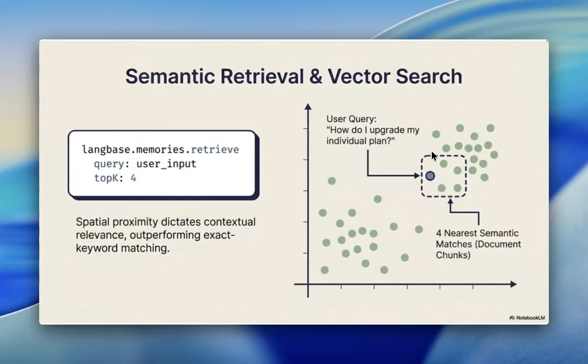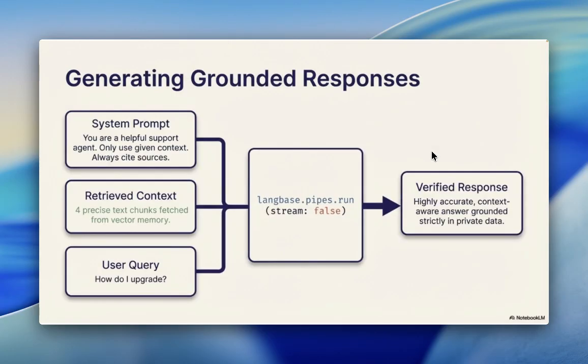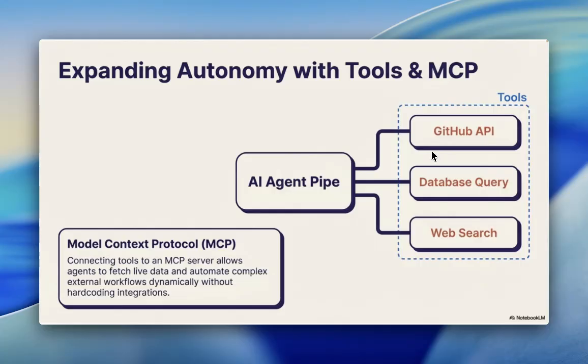Then you have semantic retrieval and vector search. So langbase.memories.retrieve takes the query as user input, topK is 4. Spatial proximity dictates contextual relevance, outperforming exact keyword matching. User query: how do I upgrade my individual plan? It goes for the four nearest semantic matches, document chunks, generating a grounded response. So you have a system prompt: you are a helpful support agent, only use given context, always cite resources. It retrieved context as precise text chunks fetched from vector memory. User query: how do I upgrade? So it's langbase.pipes.run, stream false. Then you get a verified response: a highly accurate, context-aware answer grounded strictly in private data.